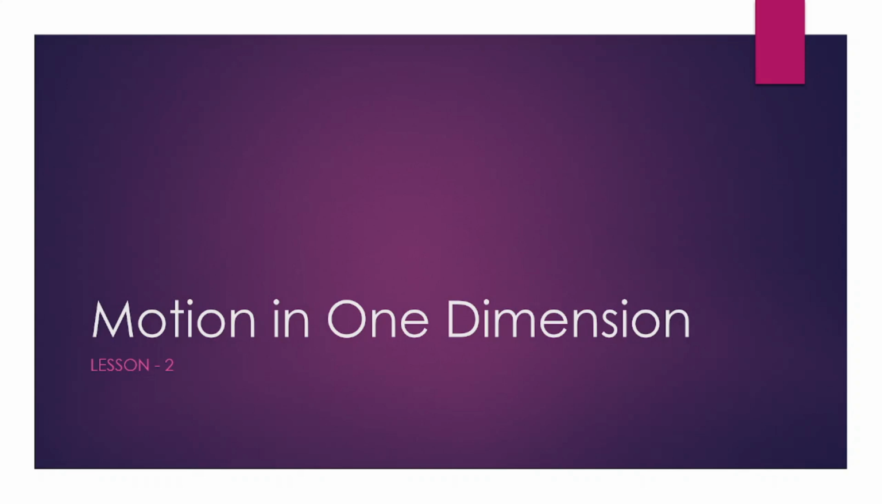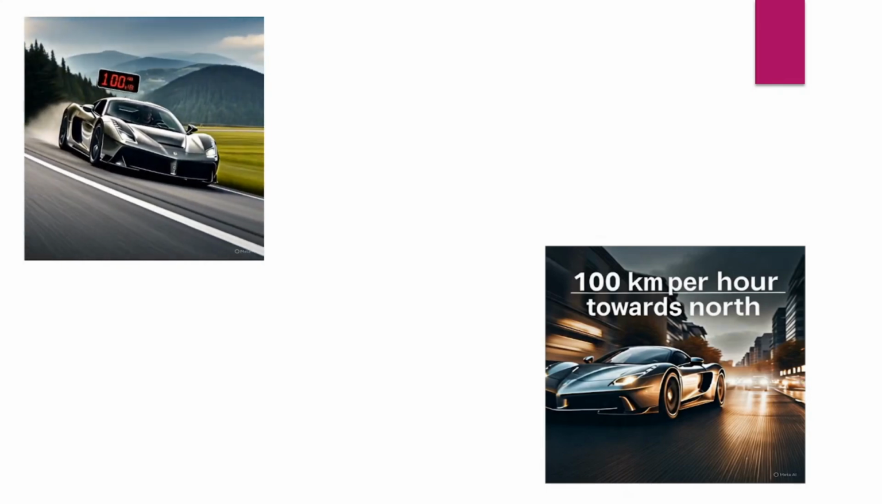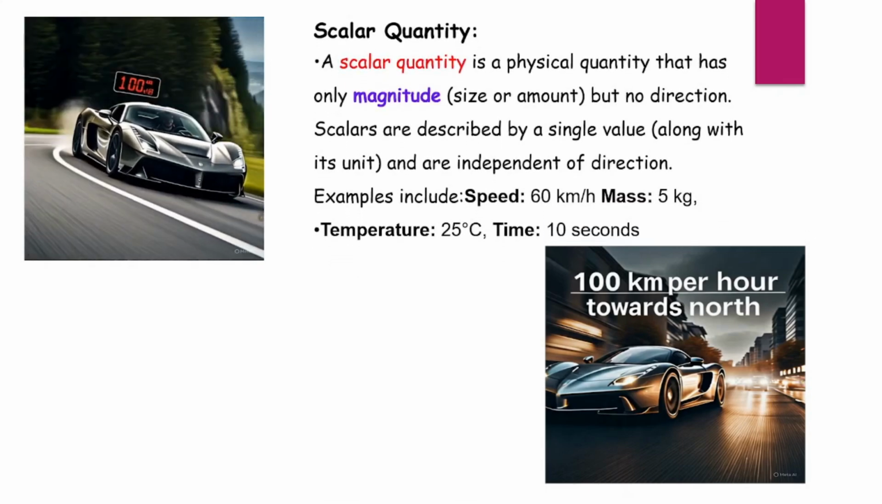Going to start our new lesson in physics, motion in one dimension. So let us start: what is motion in one dimension and its related terms? Here you can see two different pictures, isn't it?